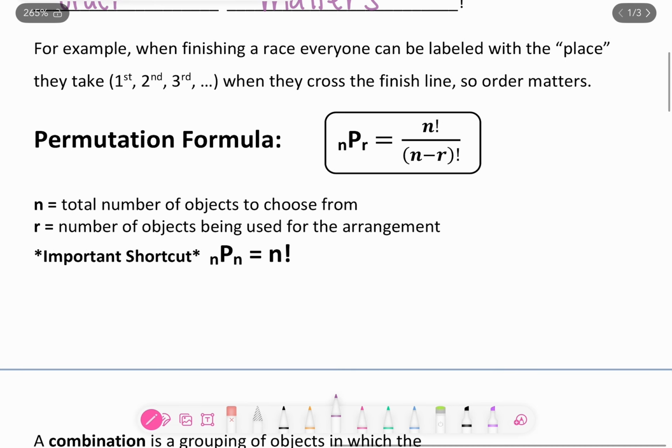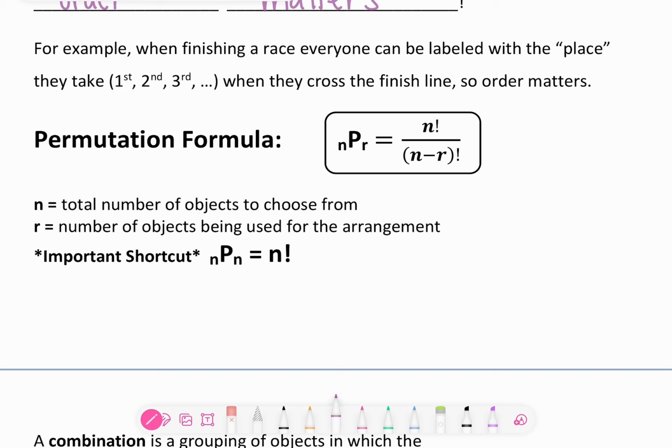So n is the total number of objects to choose from. Usually it can be actual objects, like books, things like that. Sometimes it can be letters in a word. It can be people. It can be numbers in a password, things like that, okay? So n is the total. That's the total number of objects.